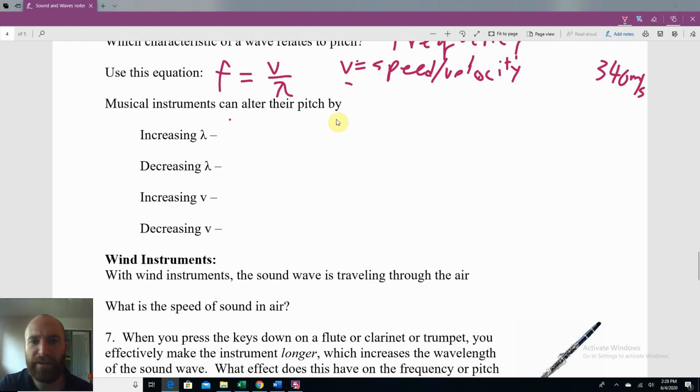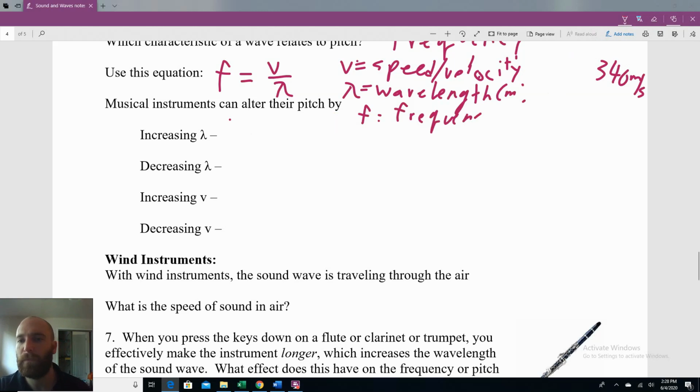We've also got this lambda, which I just mentioned really quickly last time, is the wavelength. It's a length, so we're going to measure that one in meters. And then we've got F, which stands for the frequency. You may remember that we measure that in a unit called hertz, Hz, which represents the number of vibrations or sound waves that reach you per second. So we've got these two different things: V and lambda.